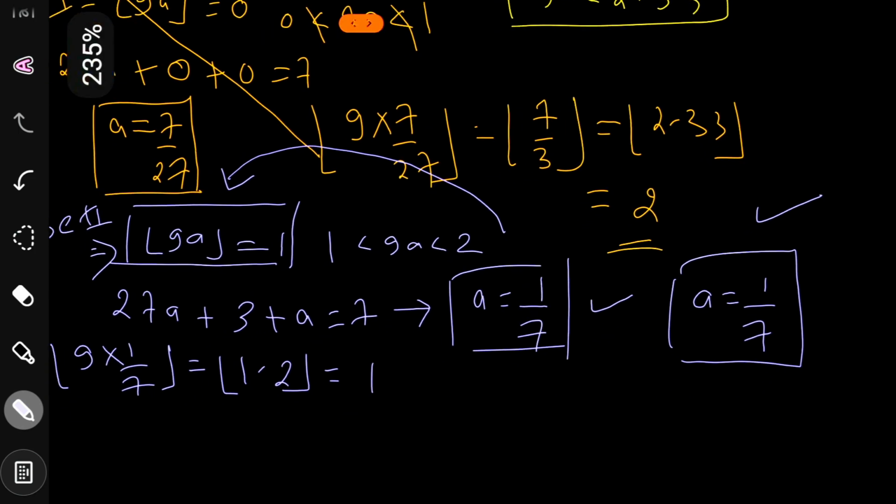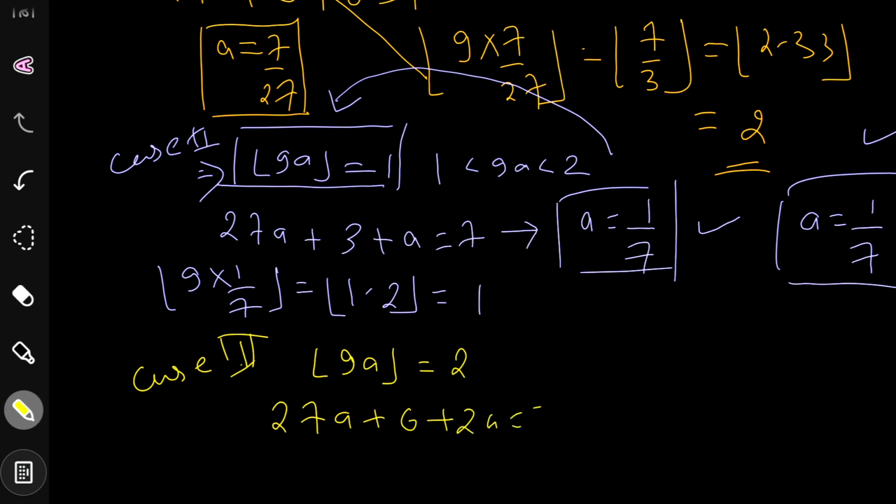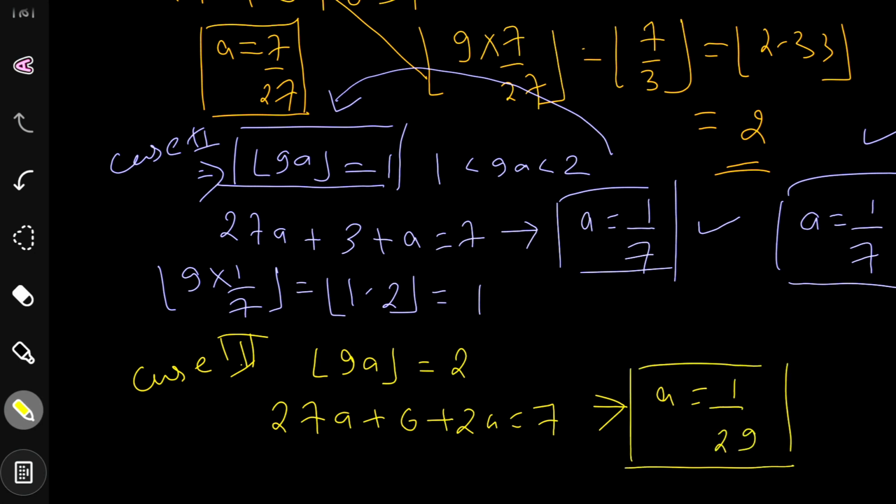Okay. Now the case number 3, where we have floor value of 9 times a equals to 2. So for this thing we will get 27 times a plus 6 plus 2 times a equals to 7. When we simplify this thing, we will get the value of a equals to 1 upon 29. Now if a is equals to 1 upon 29, so the floor value of 9 times 1 upon 29 would be equals to something like 0.3, and floor value of this thing is going to be equals to 0.